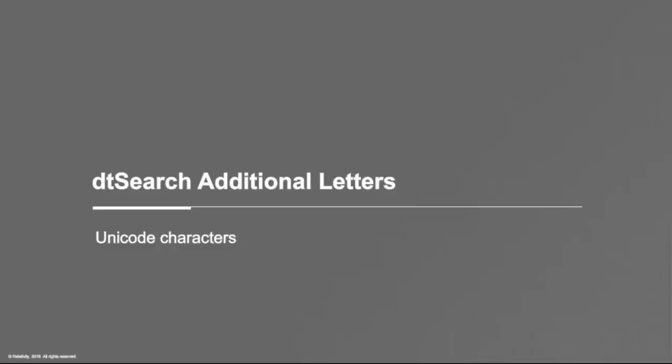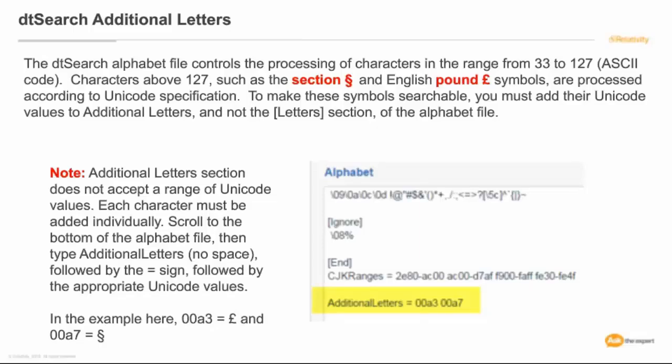So earlier I mentioned the additional letters section, so let's take a look at what that looks like. The regular alphabet file is going to control processing of any characters in that 127 range, which is any of the ASCII characters. Characters above that range, like the section sign or the English pound symbol, are going to be processed according to the Unicode standard. To make these searchable, you actually have to add them with an additional tag that's not there by default.